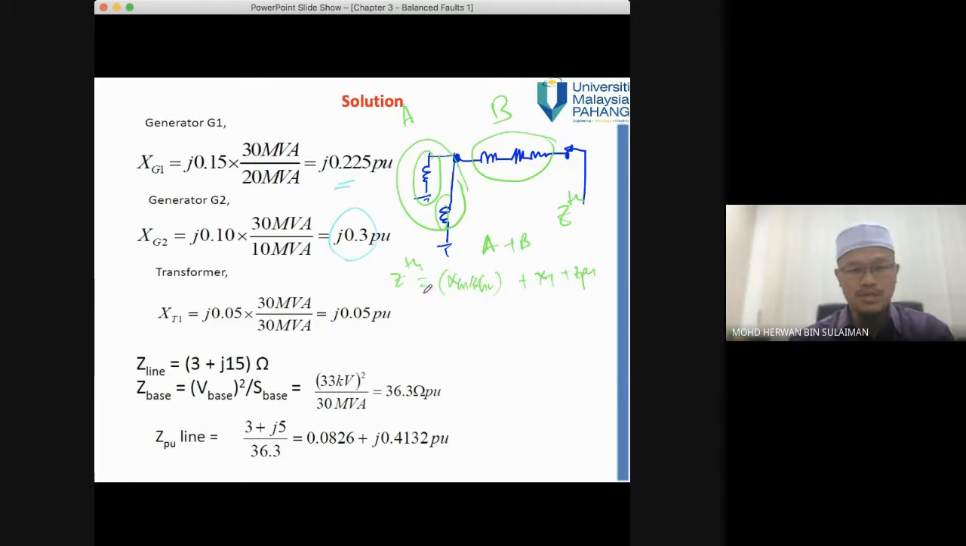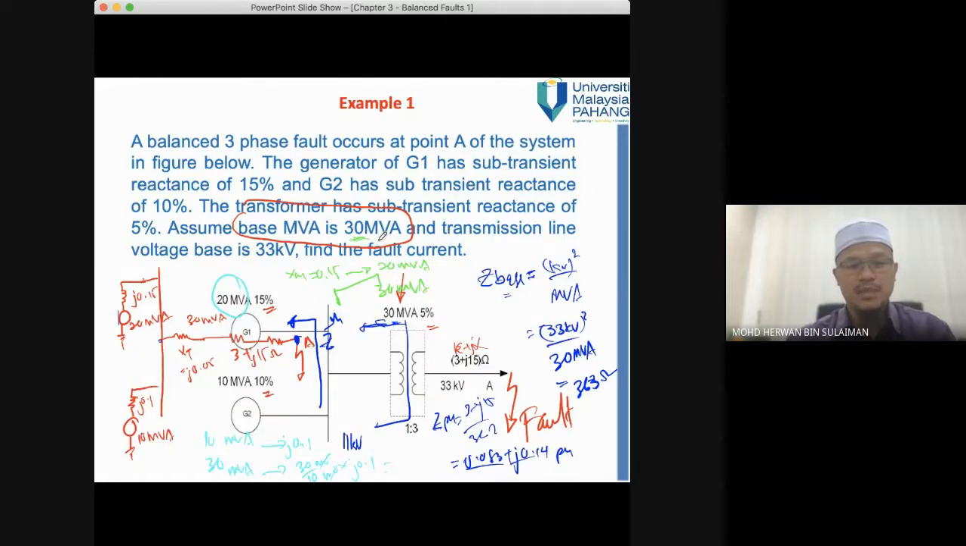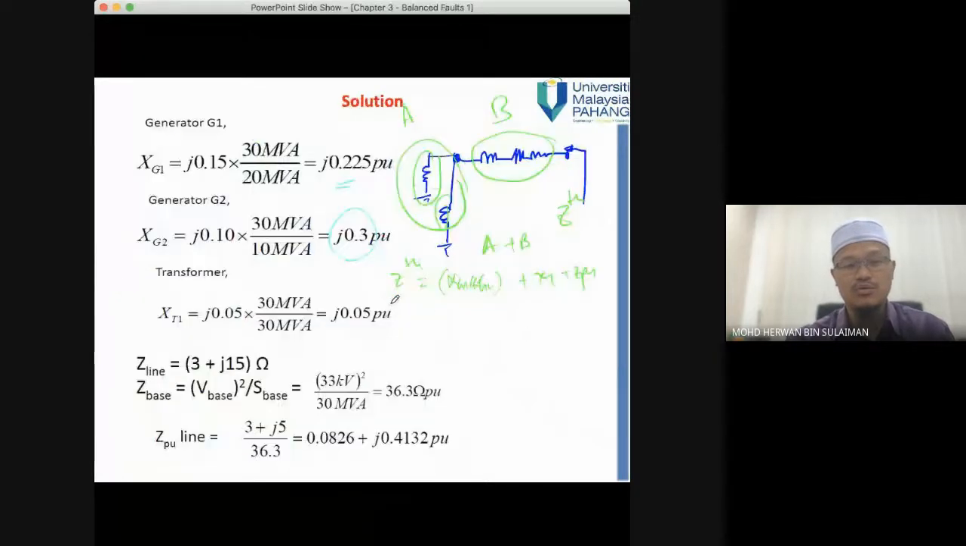So masukkanlah. So maknanya sekarang ni nak cari kita punya value. Transformer pun tu. Transformer tak payah tukar lah sebab kita dah guna base 30 MVA. So 30 bagi 30 dah dapat value sama je. So dapat 0.05 lah. Okay. So sekarang ni kita dah complete system. So Z terpilih kita ialah J 0.225. Ini guna calculator directly je. Bahagi ataupun parallel dengan J 0.3 tambah dengan 0.05 J tambah dengan Z unit kita ni lah.